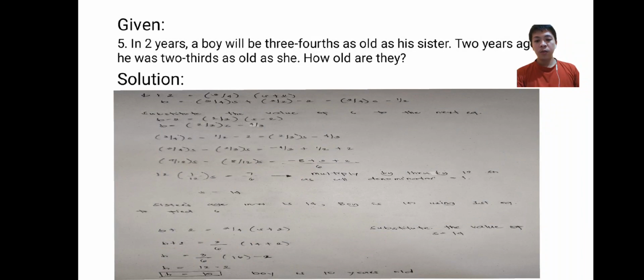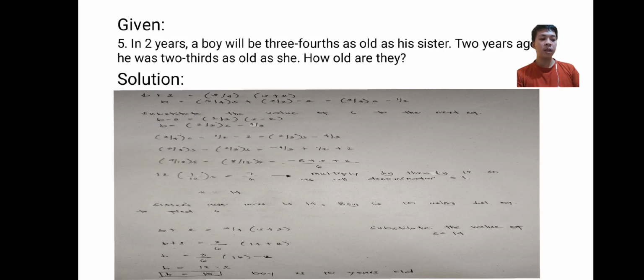Check. Question number 5. In 2 years, a boy will be 3/4 as old as his sister. 2 years ago, he was 2/3 as old as she. How old are they? So, b plus 2 is equal to 3/4 times s plus 2. b is equal to 3/4 s plus 3 over 2 minus 2, which is equal to 3/4 s minus 1/2.